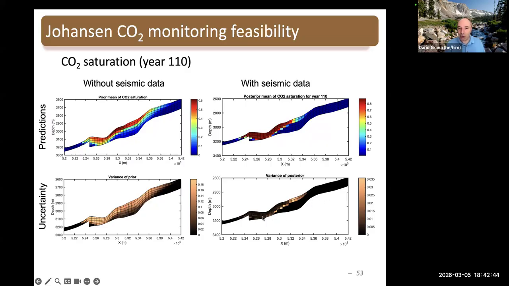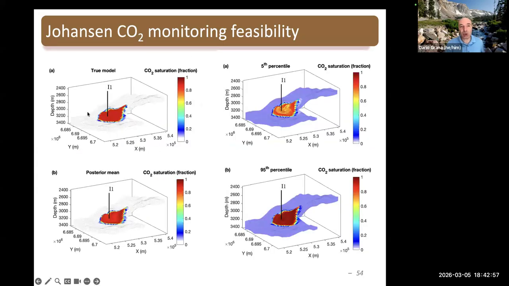You have pretty much zero everywhere with a little bit of uncertainty around the contact between the CO2 and water because there is some dissolution and so on and so forth. But the idea is that we can somehow track the CO2 plume. So this is the true model, the one that we developed using CO2 simulations. And this is the posterior model, the one that we predicted from the seismic data at that specific time. And this is just a representation of the uncertainty.